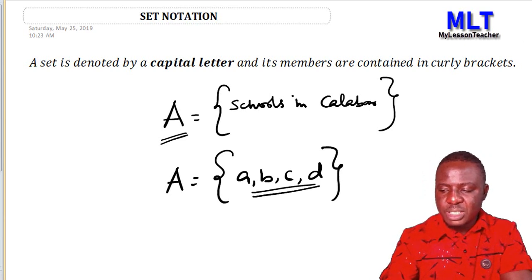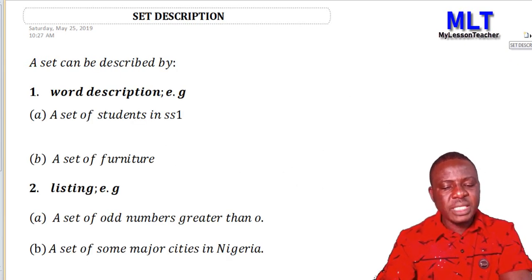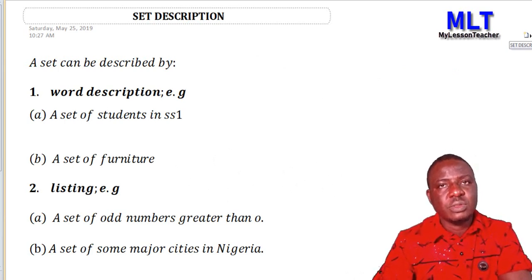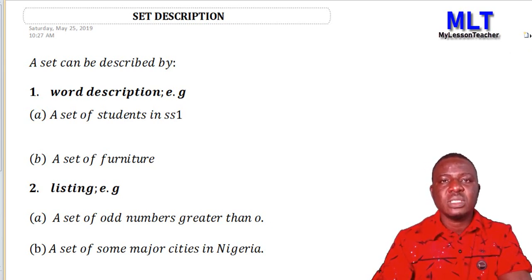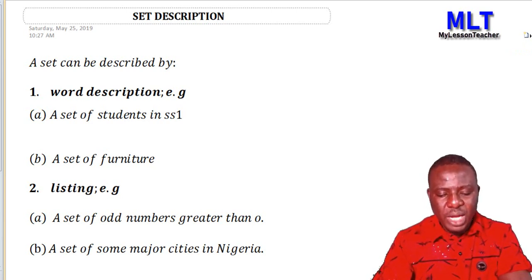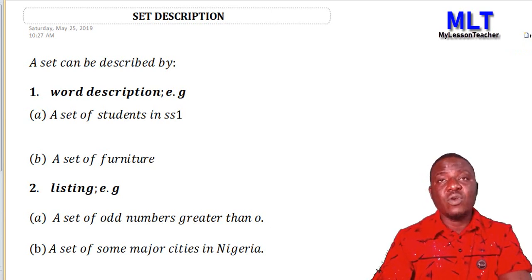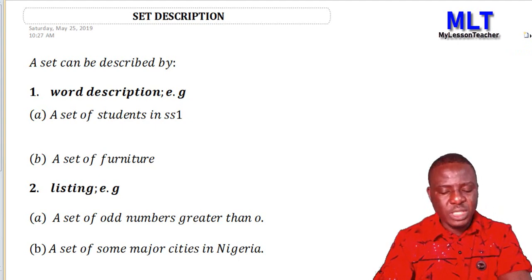Also, let's look at set description. A set can be described by, one, word description. By word description, we have examples like a set of students in SS1. A set of students in SS1 is said to be a word description of a set. Or a set of boys, a set of male children, female children. By words, we refer to it as word description. Or a set of furniture, and what have you.